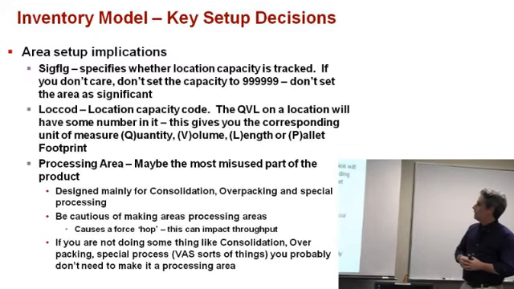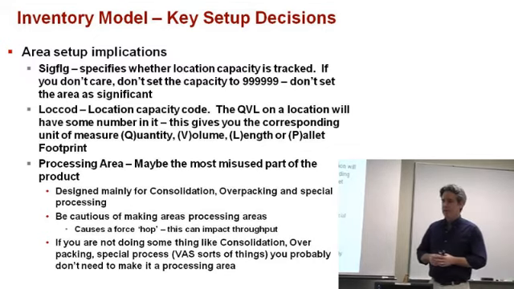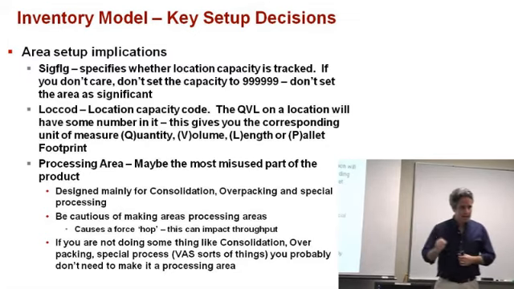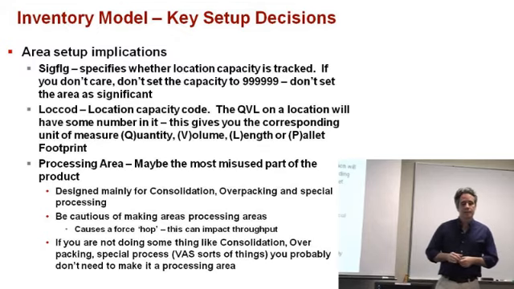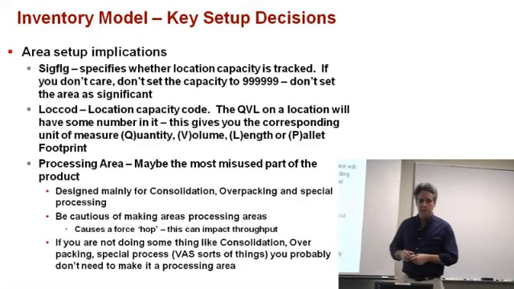Processing area, I have to say, in my belief, is the most misused piece of the system and the cause of a lot of problems in implementations. We must very specifically decide when something is a processing area. If you want something to go someplace, that does not mean it needs to be a processing area. If you absolutely need something to go someplace, that's a processing area. There's a big difference between those two statements.